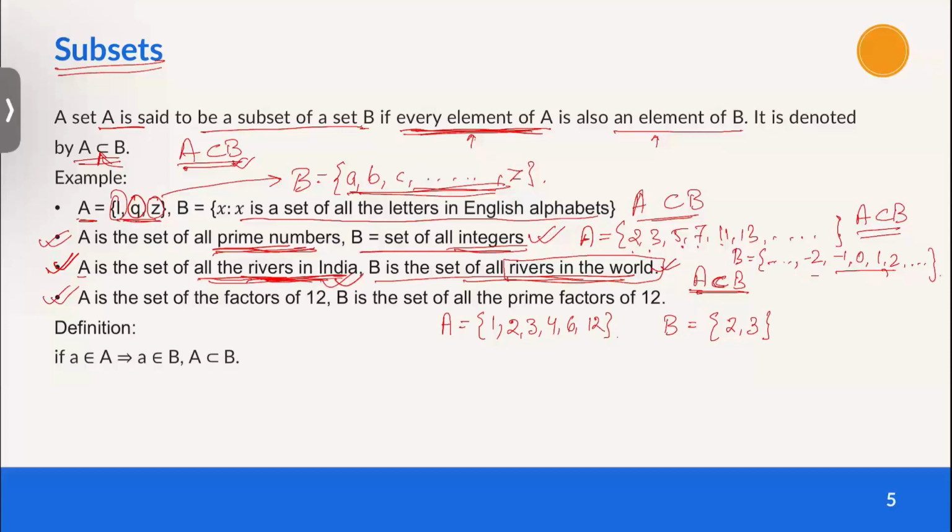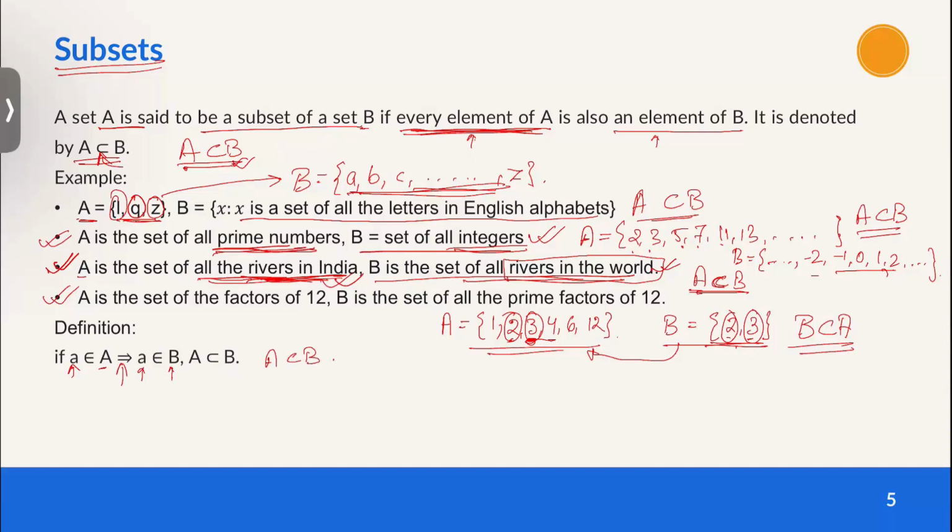Now you see all the elements of B are in A. 2 is there in A, 3 is there in A. So in this case, B is a subset of A, right? All the elements of B, 2 and 3, are in the set A. So B is a subset of A. How do we define it? If a belongs to capital A implies a belongs to capital B, then we say A is a subset of B.